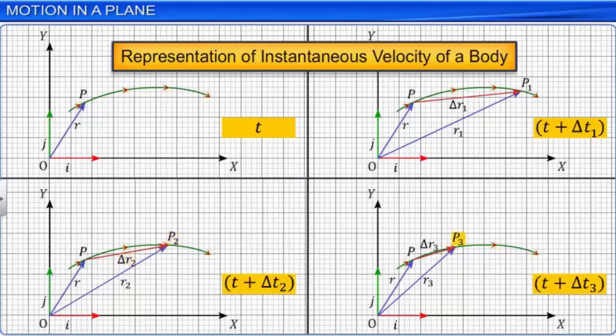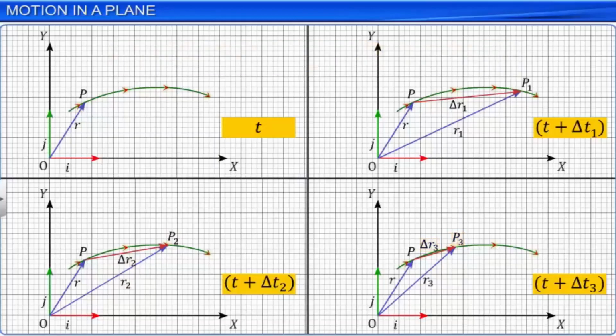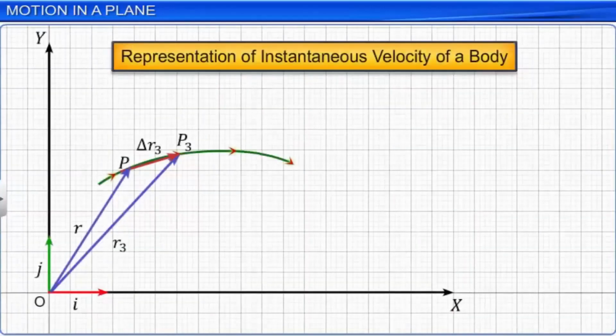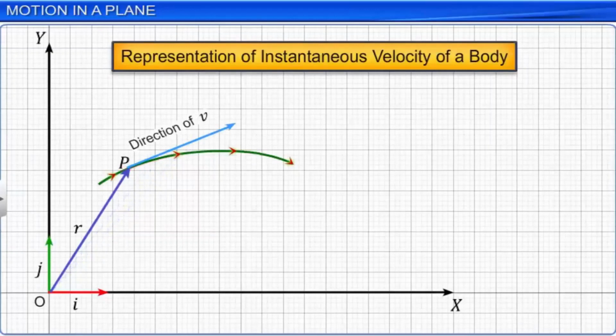The direction of average velocity vectors are shown in the graphs. Delta t1 is greater than delta t2 is greater than delta t3. As delta t tends to 0, delta r tends to 0 and becomes tangential to the path at point P. The direction of velocity at any point on the path is tangential to the path at that point and in the same direction as that of motion. We can write the velocity vector v in the component form as shown here.